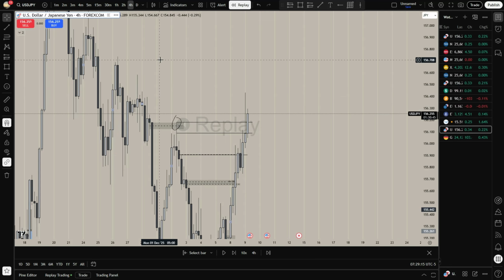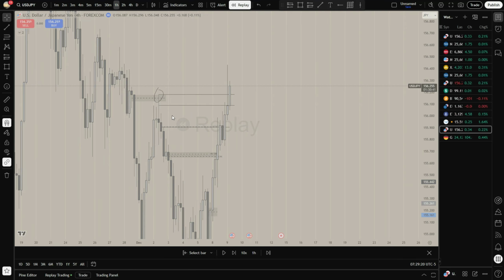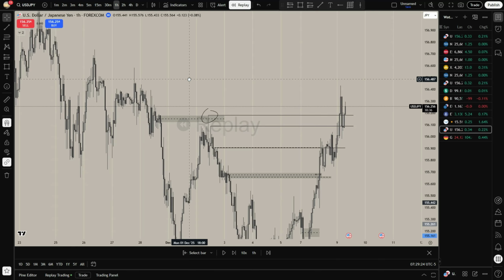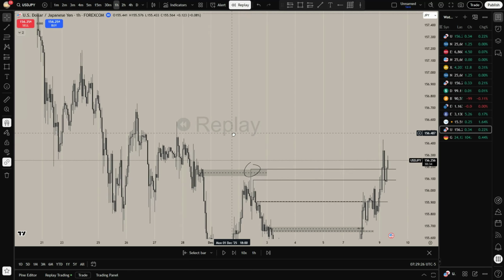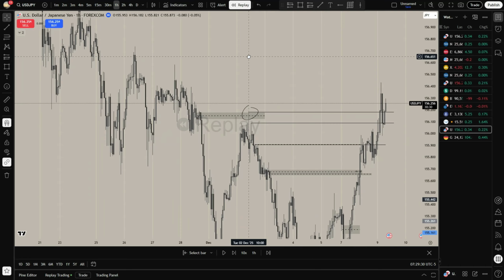We've got no unfilled 4 hour imbalance above, which acts as a big draw on liquidity. And then I'm going to chop onto the 1 hour. So I go into the 1 hour and I'm looking above. I'm thinking, is there anything above which is unfilled, which can be a huge draw on liquidity for me?